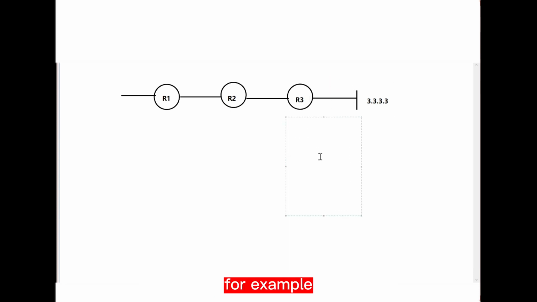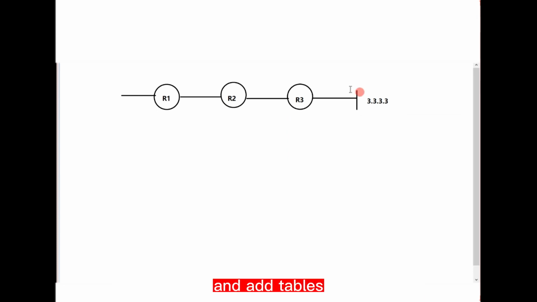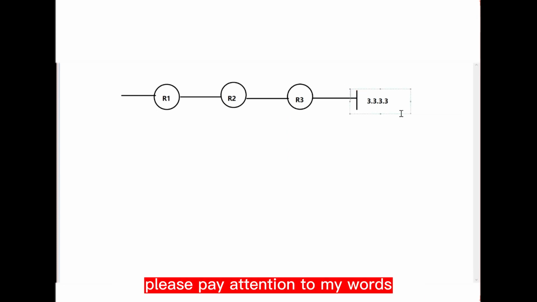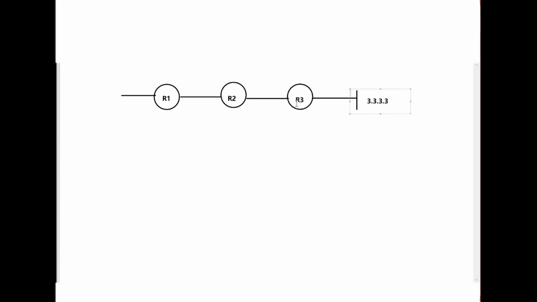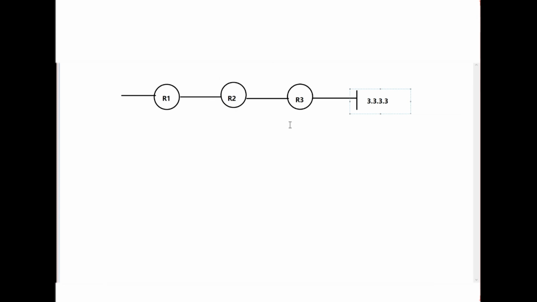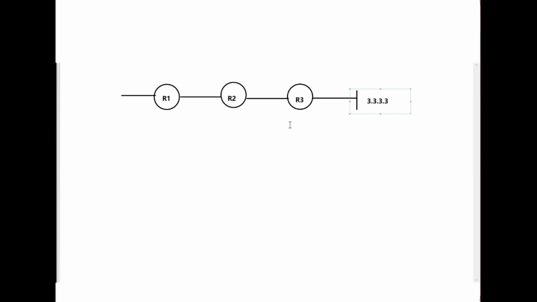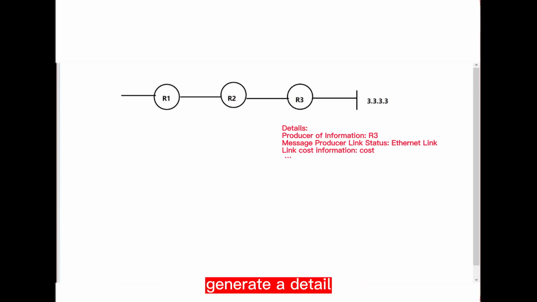For example, after R3 has a message about 3.3.3.3, this device will not immediately calculate and add tables. Please pay attention to my words. It received a routing message about 3.3.3.3. It will not be added immediately. If you add a table, it is a vector behavior. It will use this information to generate a detail, an information generator.